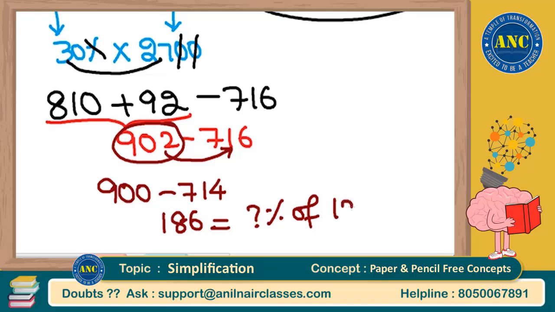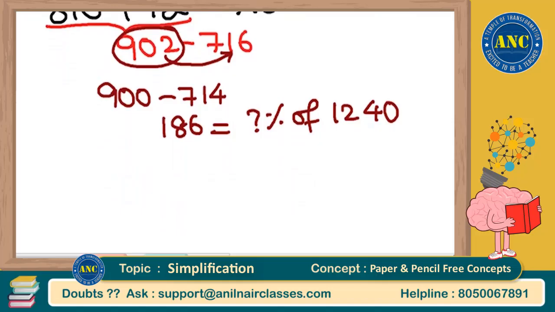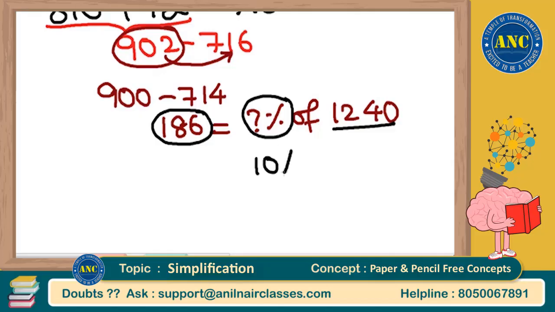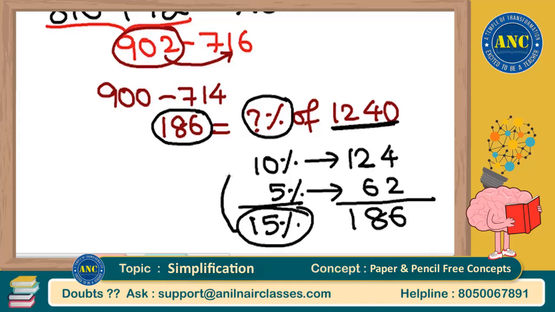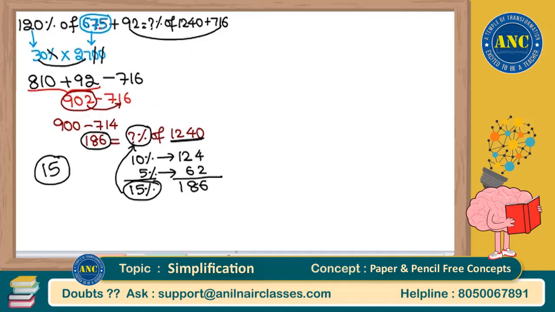Question mark percentage of 1240 is there on the right hand side. How much percentage of 1240 is 186? They are asking, what percentage of 1240 is 186? 10 percentage of 1240 is 124. 5 percentage is half of 10 percentage, it is 62. Add on the right hand side, it is 186. Add on the left hand side, it is 15. In place of question mark, I have 15. Answer is 15. Beautiful way of solving. 10 percentage is 124, 5 percentage is 62.